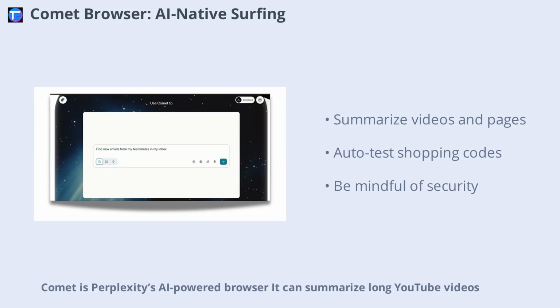Comet is Perplexity's AI-powered browser. It can summarize long YouTube videos, pull answers from any page, and even auto-test discount codes while you shop. However, it's still experimental. Security issues, like prompt injection, mean you shouldn't trust it with sensitive logins or payments yet. Use Comet for research and summaries, but be cautious with personal data.